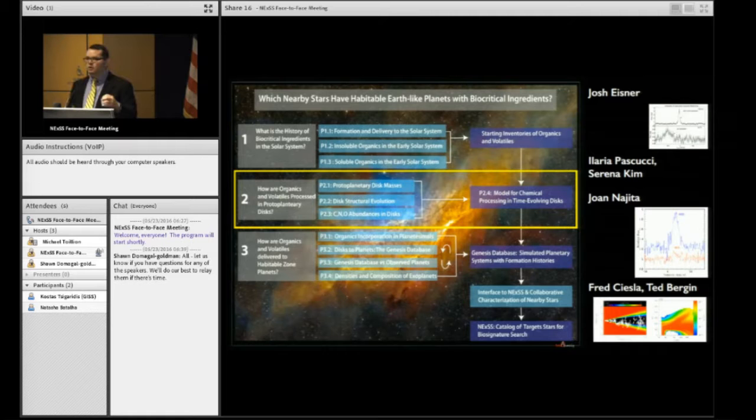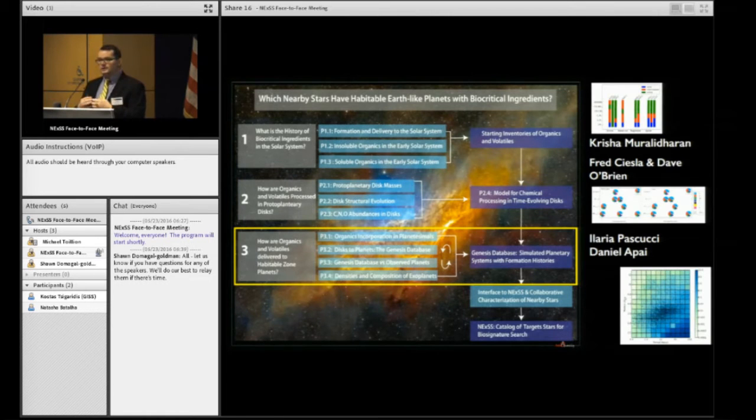In team 3, we are exploring how organics and volatiles are delivered to the forming planets and how the planets themselves form. This includes very large, very ambitious N-body simulations in which we are forming more than 1,000 planetary systems and keeping track of where they accreted material from. And we will explore the planet formation and its outcome as a function of the initial conditions, changes in the disks, and we'll use our observational studies to set the initial conditions right.